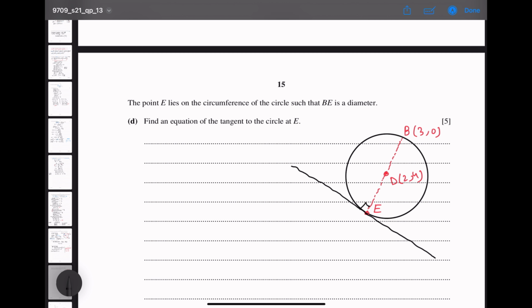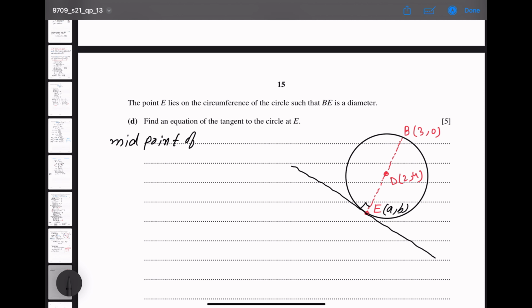To find the equation of the tangent, we need the gradient of the tangent and the point through which the tangent passes. The tangent passes through point E. So first we will find the coordinates of E. Let the coordinates of E be A, B. Now we can find the midpoint of BE, using the midpoint formula.